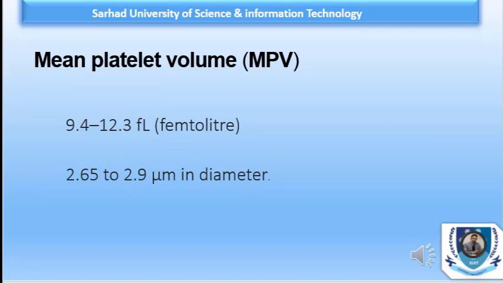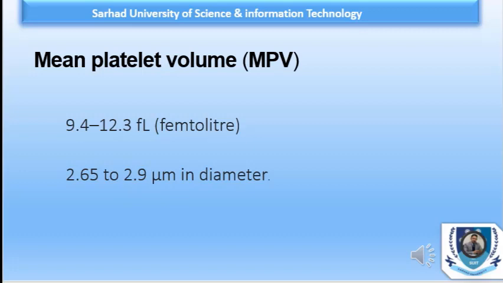Similarly, like mean corpuscular volume, we have mean platelet volume, and it's called MPV. Its normal value is 9.4 to 12.3 femtoliter, and the normal diameter of a platelet is 2.65 to 2.9 micron. MPV, or mean platelet volume, is a machine-calculated measurement of the average size of platelets found in the blood and is typically included in blood tests. Now it's become a common part of CBC. In each and every report you will get MPV.